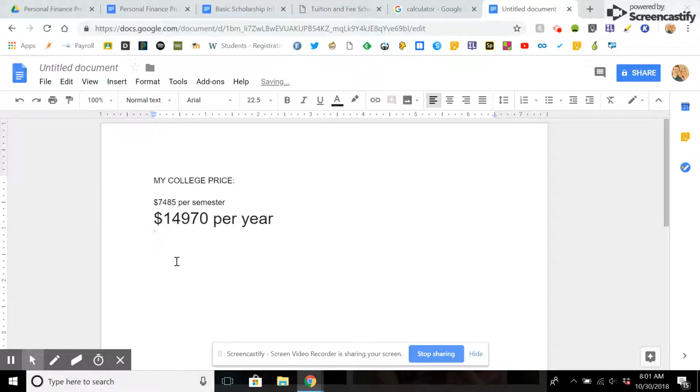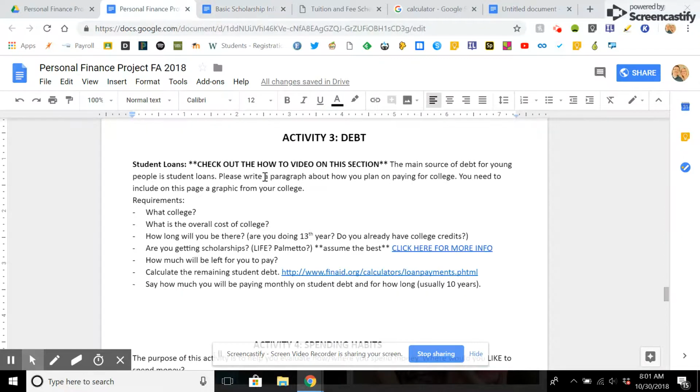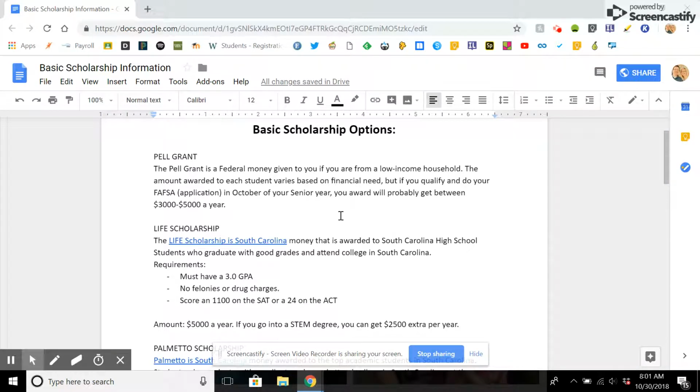I know how much college cost. Now, the next question is, how much money can I get off of that? Okay, so I open up on the personal finance project rubric. There's a thing that says click here for more info. If you open that, it's going to take you right here to this basic scholarship options page. Now, on this basic scholarship, I want to talk through some of these. The Pell Grant is something that you can get if you are from a low-income household. So if you think that this may apply to you, you might get anywhere from $3,000 to $5,000 a year. You want to always assume the best when you're doing these kinds of things. You want to just sort of assume the best.